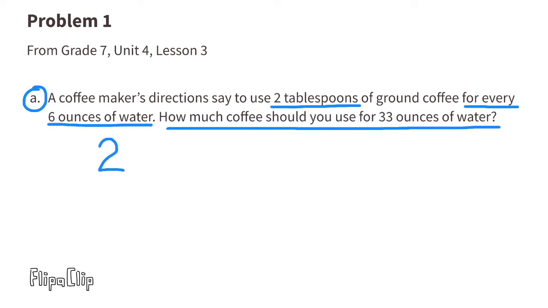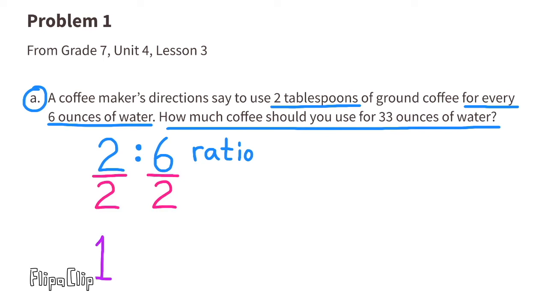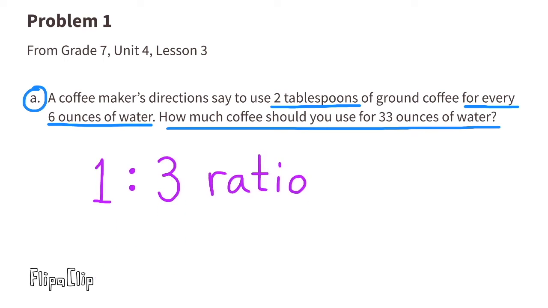2 tablespoons for every 6 ounces of water. That's a ratio of 2 to 6. 2 divided by 2 equals 1, and 6 divided by 2 equals 3. That's a ratio of 1 to 3. 1 tablespoon of coffee for every 3 ounces of water.